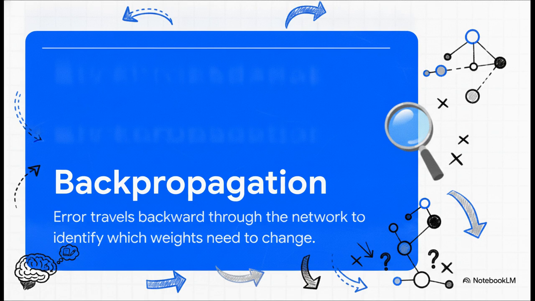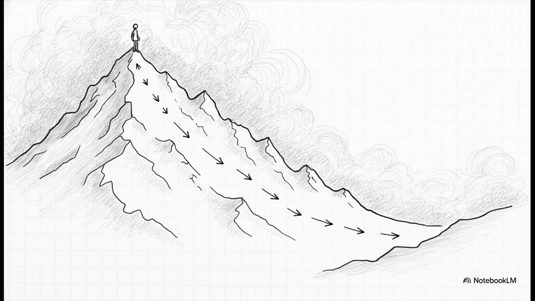It's exactly like a rigorous student reviewing their incorrect test answers and tracing their logic backwards to find the exact moment their calculation went off the rails. But finding out where the mistake happened is only half the battle. The network also has to figure out exactly how much to change those specific weights.